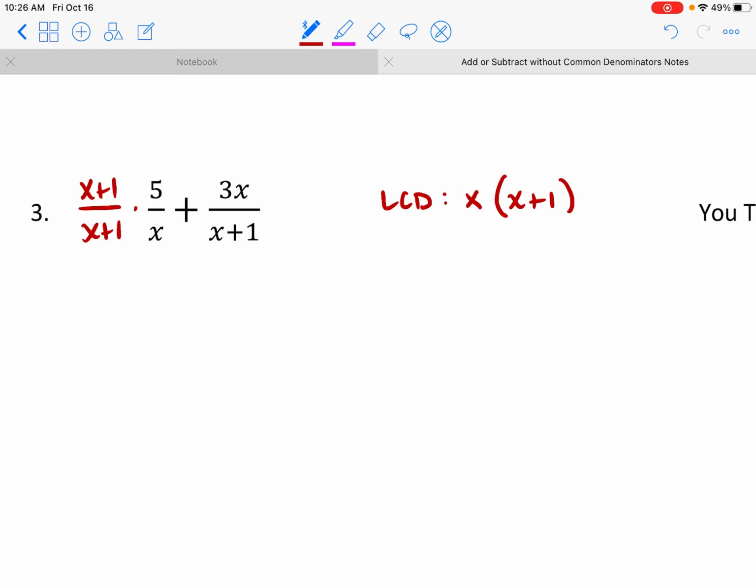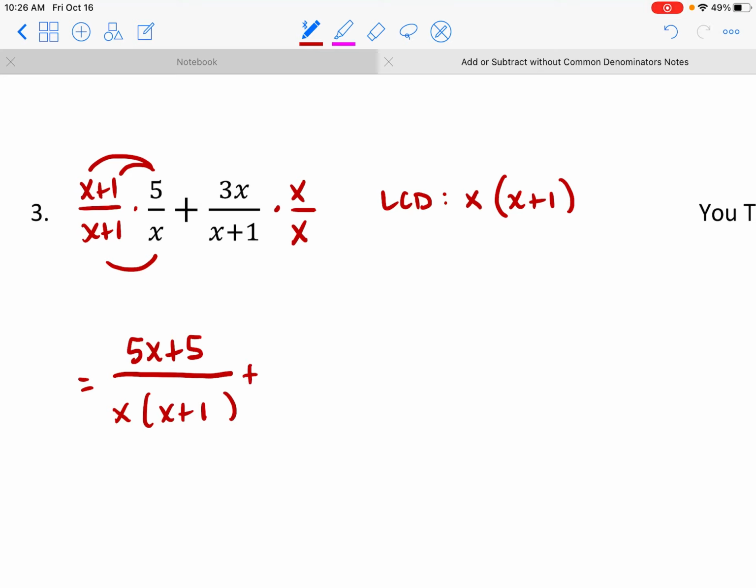And then the second fraction has the binomial, but not the single term, not the x. So I'm going to have to multiply by an x over x. And you can see here again, now my denominators look the same. They both have an x and an x plus 1. Okay, so let's see. We have to be a little more careful here when we're multiplying by a binomial. Make sure to distribute. That's going to give us 5x plus 5 over our common denominator, which is an x and an x plus 1, plus we have a 3x times an x, which is going to be a 3x squared over our common denominator, which is the x and the x plus 1.